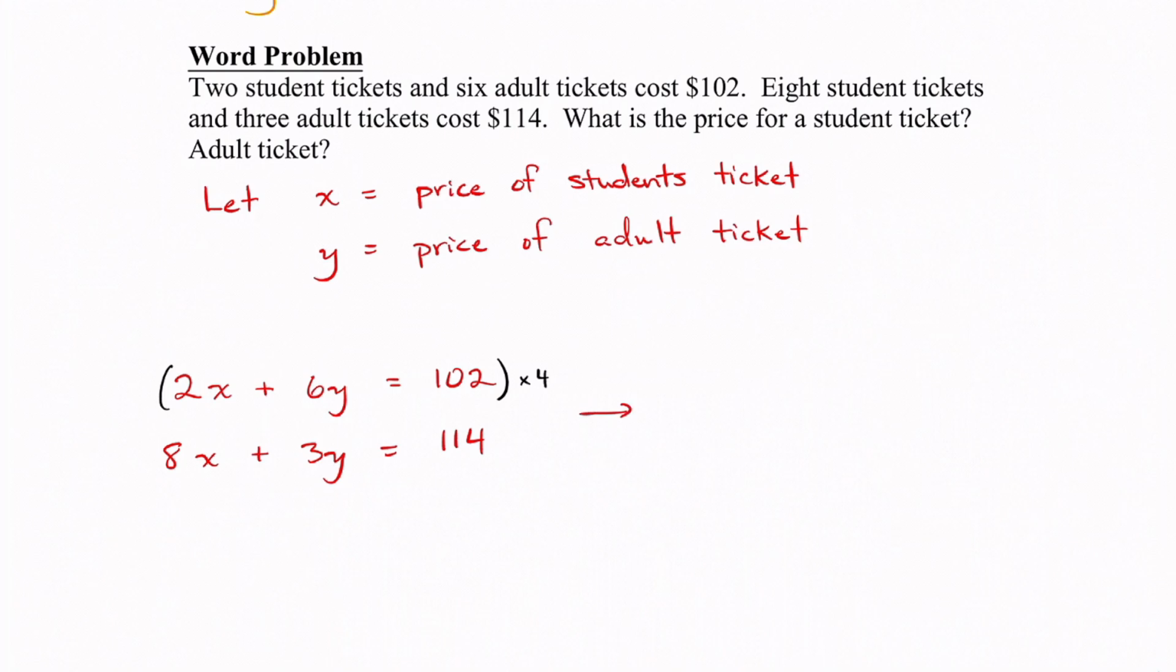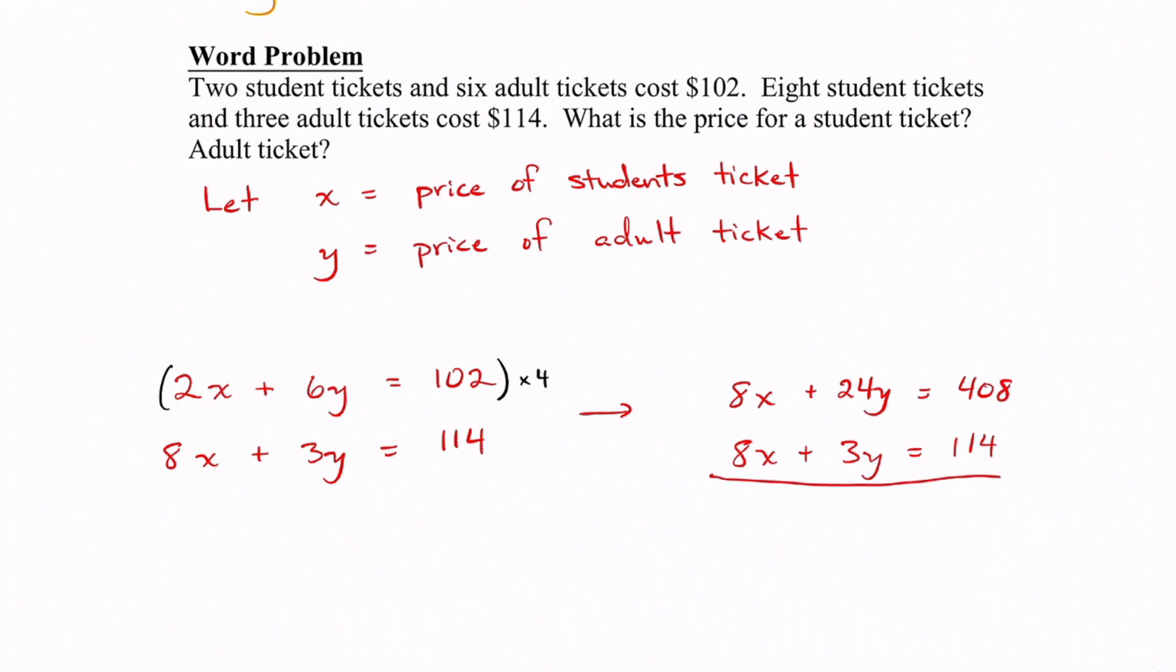So when I do that, I'm just going to rewrite the bottom one. It's going to stay the same. So that's 8x plus 3y is equal to 114. Our other one, we're going to have to multiply by 4. So we got 4 times 2x. That's going to be 8x. Then we have 4 times 6y. So that's going to be plus 24y. Then equal sign. And then 4 times 102. That's going to be 408.